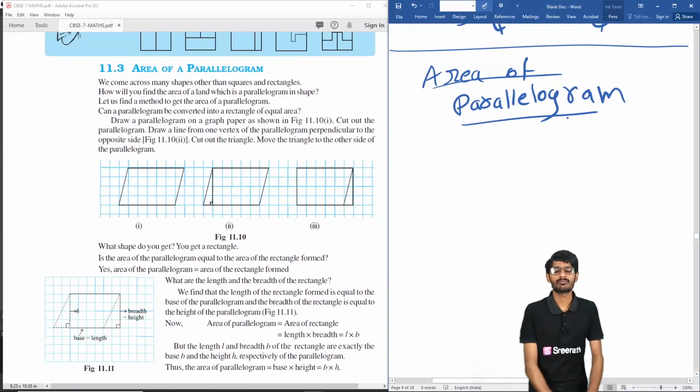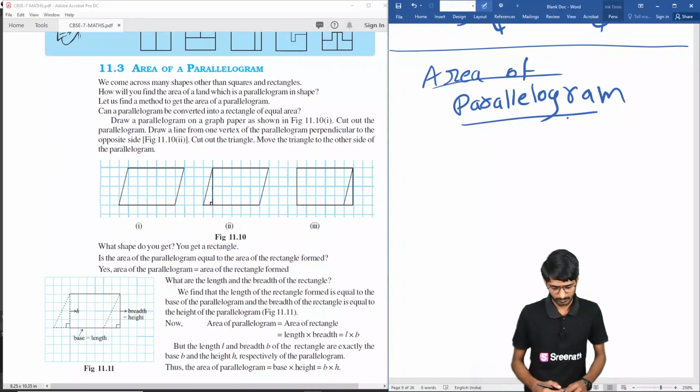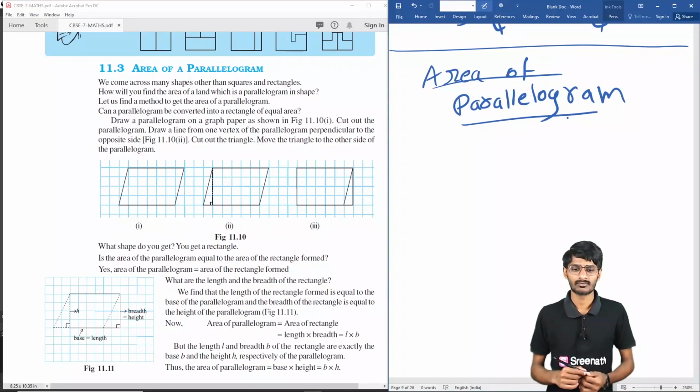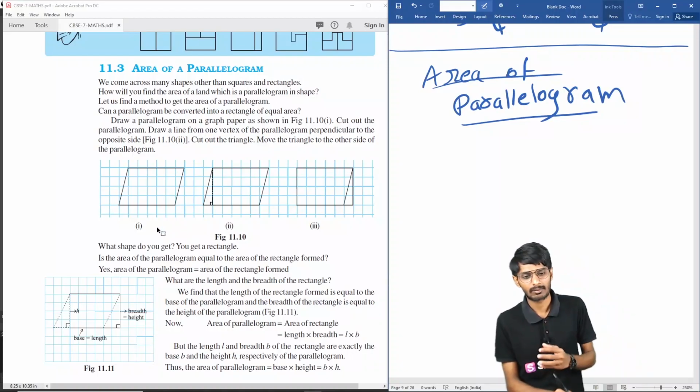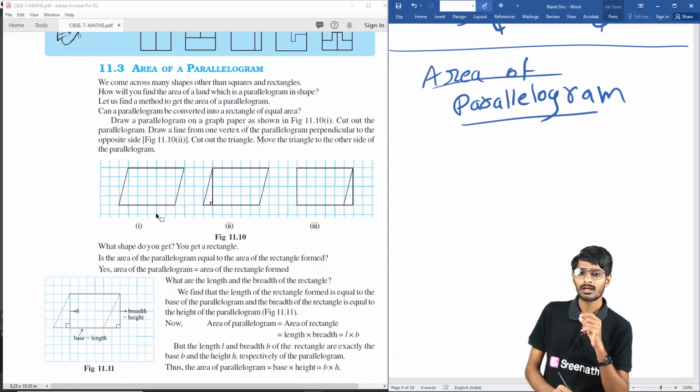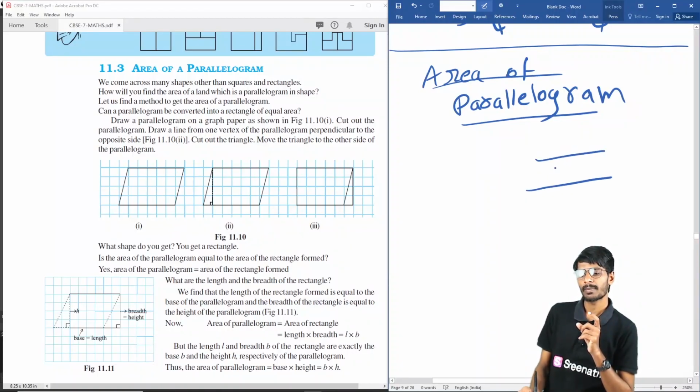Okay, what is the area of a parallelogram? How to do the task? So first thing, friends, take a graph paper like this, cut out a parallelogram and place it on it. The first thing regarding the parallelogram is that it has two pairs of parallel sides.